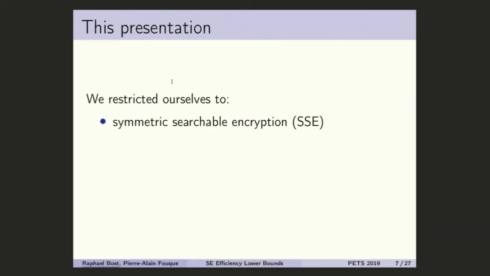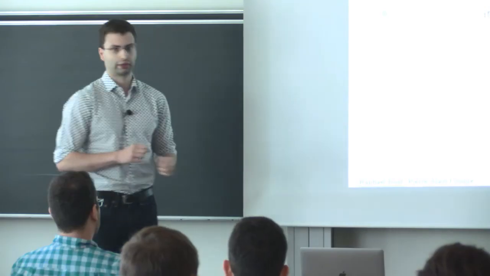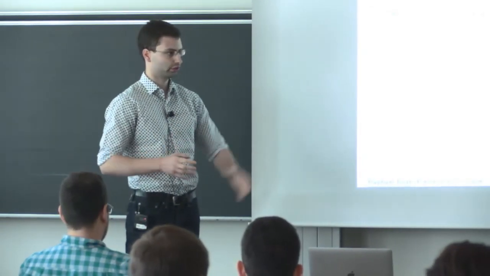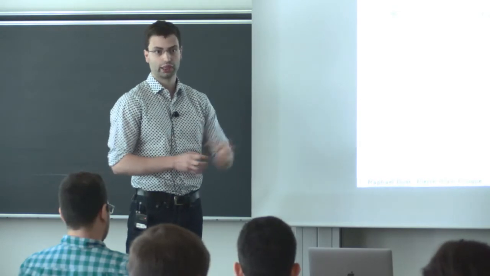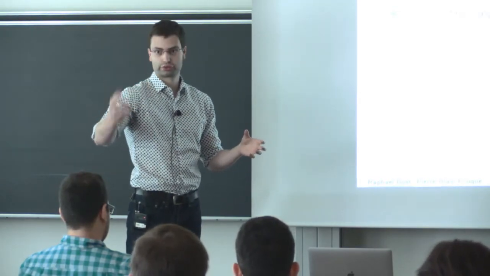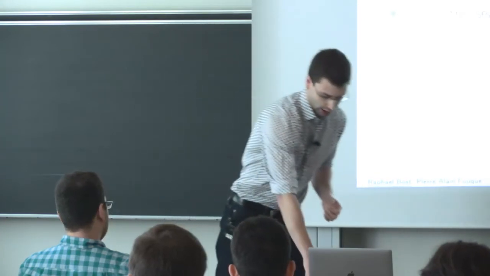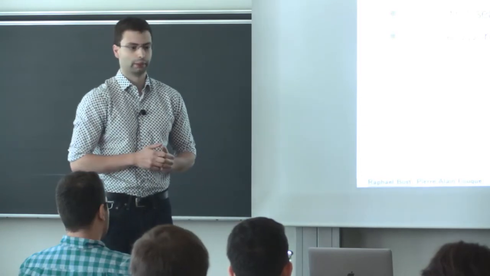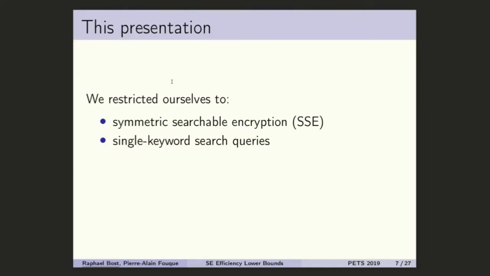Okay. So first, we restricted ourselves to symmetric searchable encryption. So we're not looking at public searchable encryption or anything like this. So we have a client who is also the data owner, and we have the server who stores the encrypted data. Then we're only looking at single keyword search queries. I'm pretty much convinced that these results can be extended to a more general setting, but because it's easier to formalize, we're only looking at single keyword search.